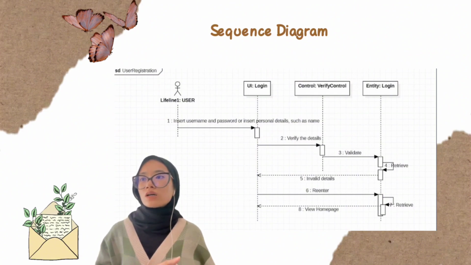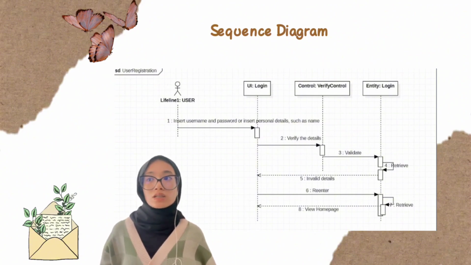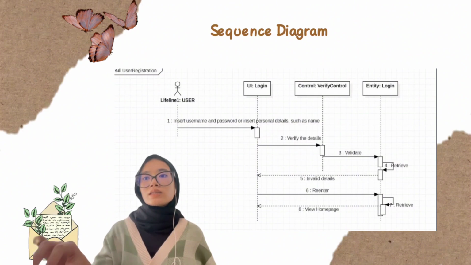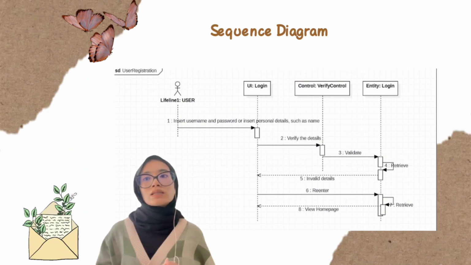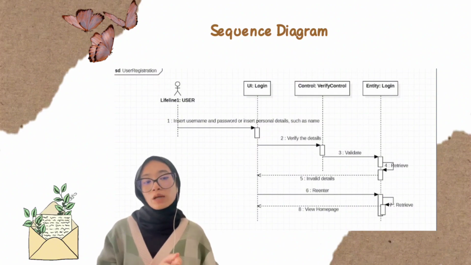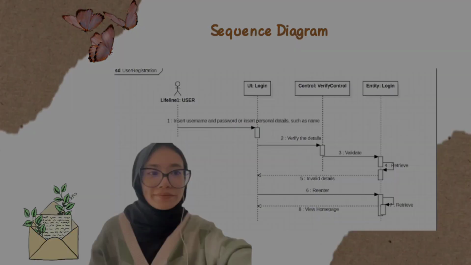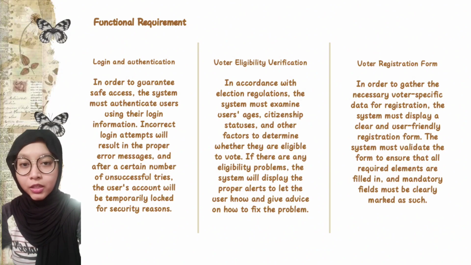If there is invalid information or username and password, the system should go back to the login page or registration page. And then, if the information is correct or accurate, the system will go on to the home page, and the system should add the user information to the user registration database and mark them as eligible to vote in the upcoming elections. This is our functional requirement.